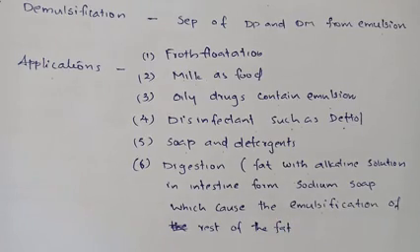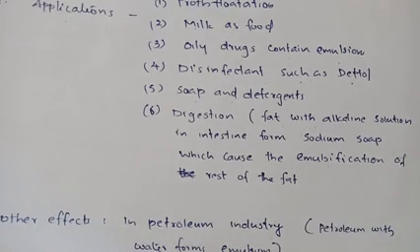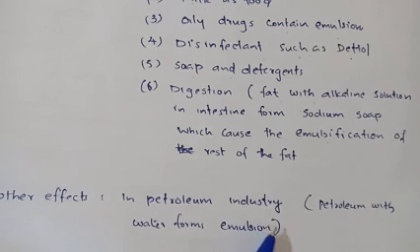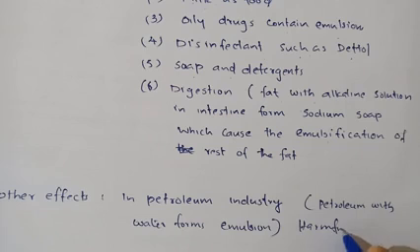And there are certain other effects of the emulsions. The other one is in petroleum industries. Clear? Petroleum is obtained by mining. You know, is it? So during the mining, petroleum can form an emulsion with the water. Clear? Which destroys the properties of petrol. You know what happens when petrol is mixed with water. So in petroleum industries, sometimes petroleum with water may form emulsions. Clear? It is actually a harmful effect. We can call it a harmful effect.